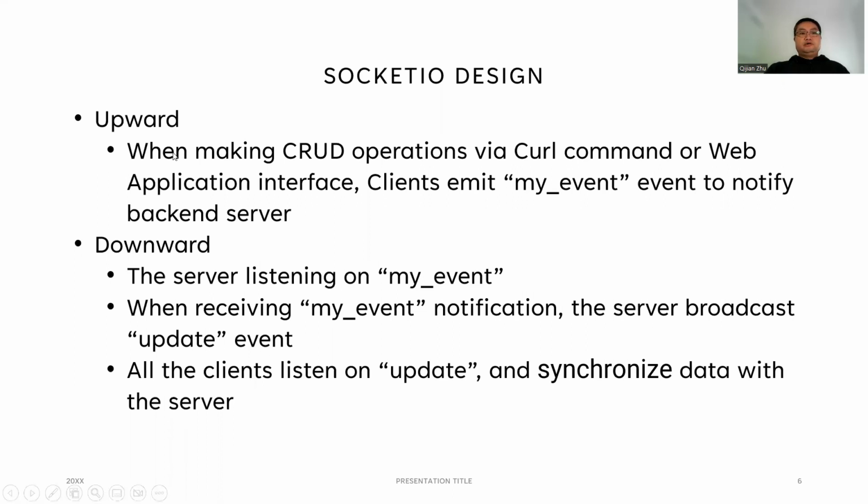We also use socket.io to implement the communication between the client and the backend server. In the upward direction, when making CRUD operations via the curl command or the web application interface, clients emit a my event to notify the backend server. In the downward direction, the server listens on the my event. When receiving the my event notification, the server broadcasts an update event to all the clients. Then all the clients listen on update and synchronize data with the server.